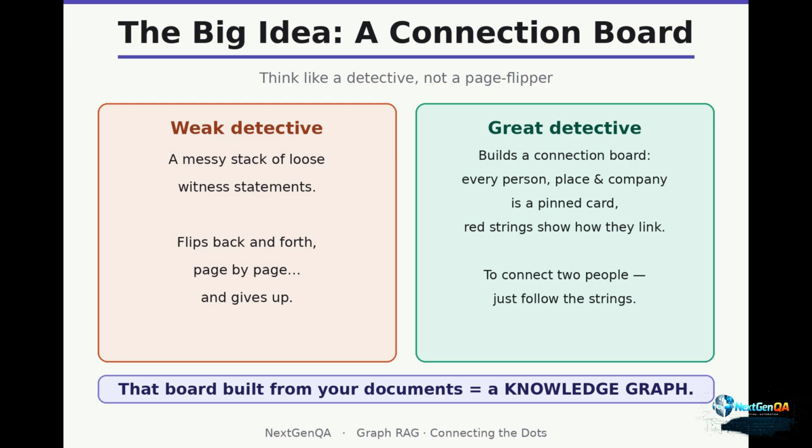That connection board, cards joined by strings, is exactly what GraphRAG builds out of your documents. In technical language, the board is called a knowledge graph. Let us look at what it is made of.